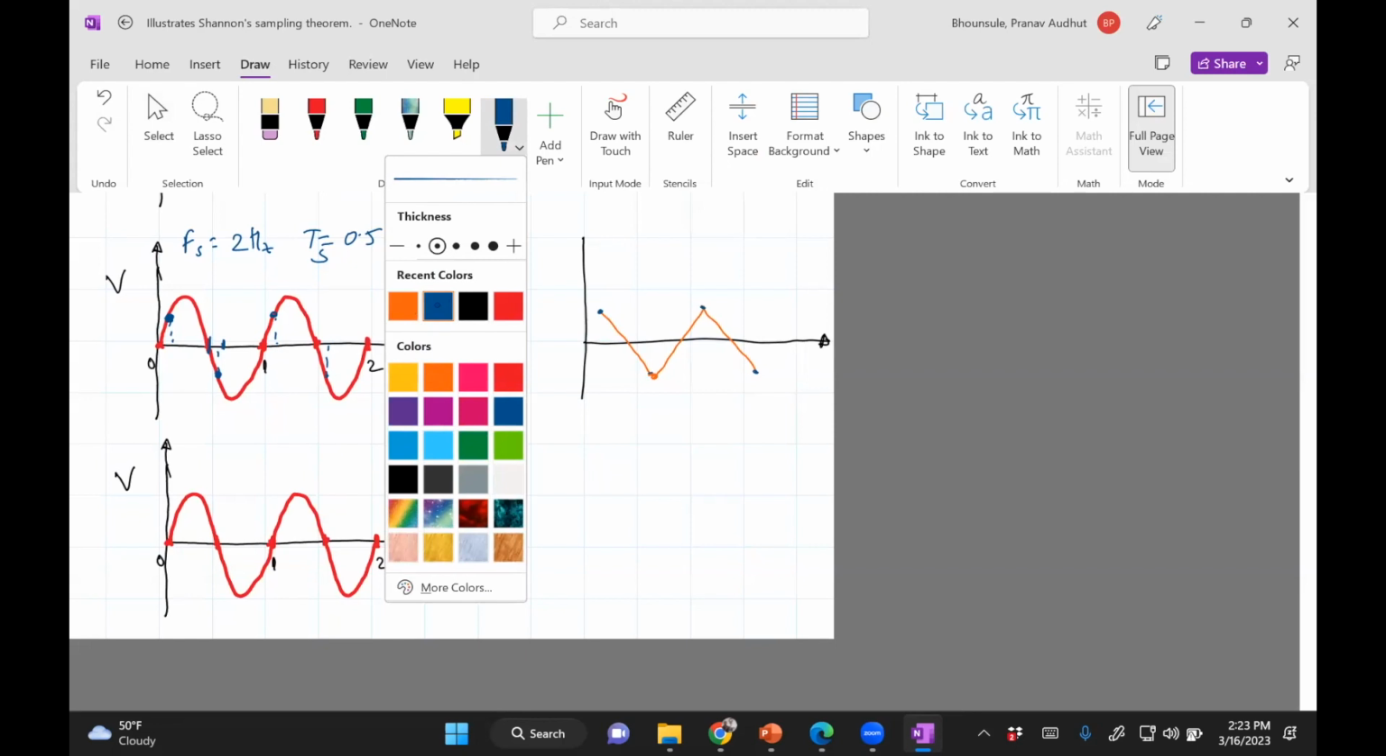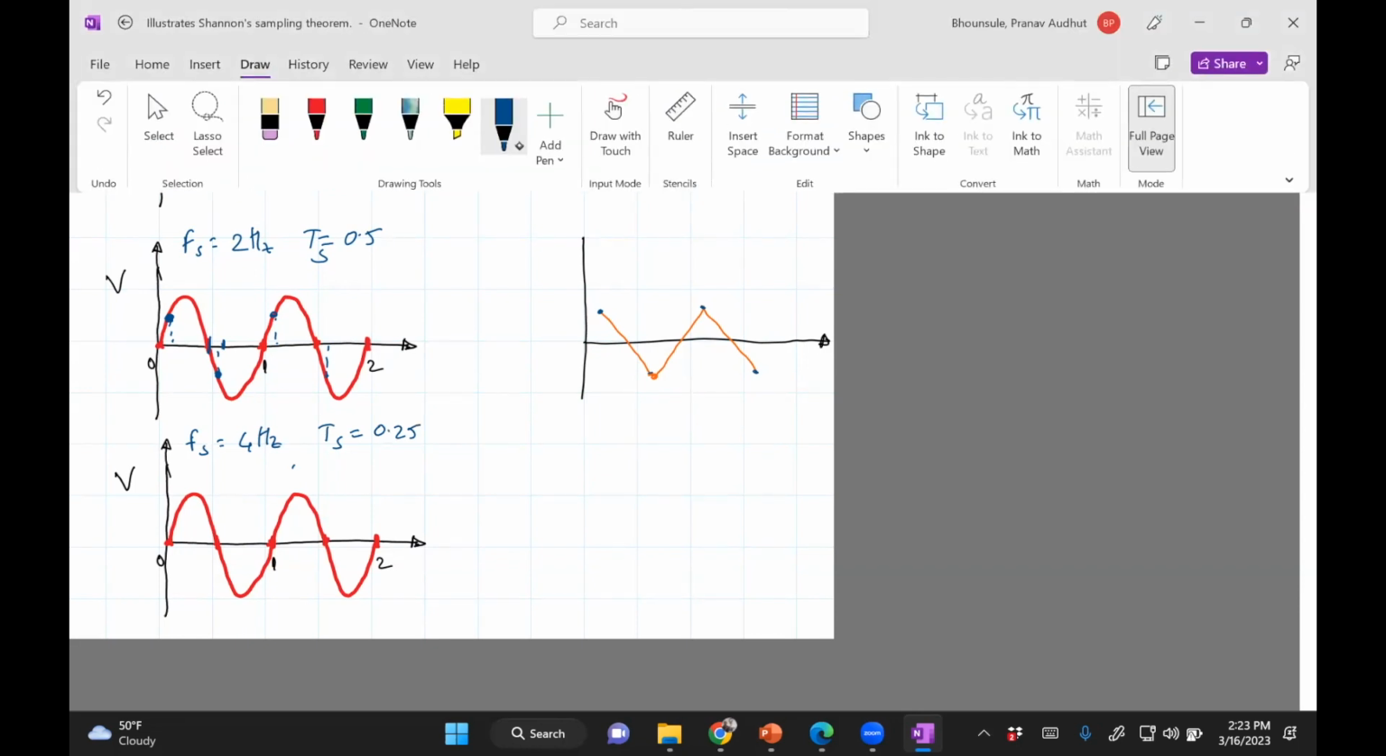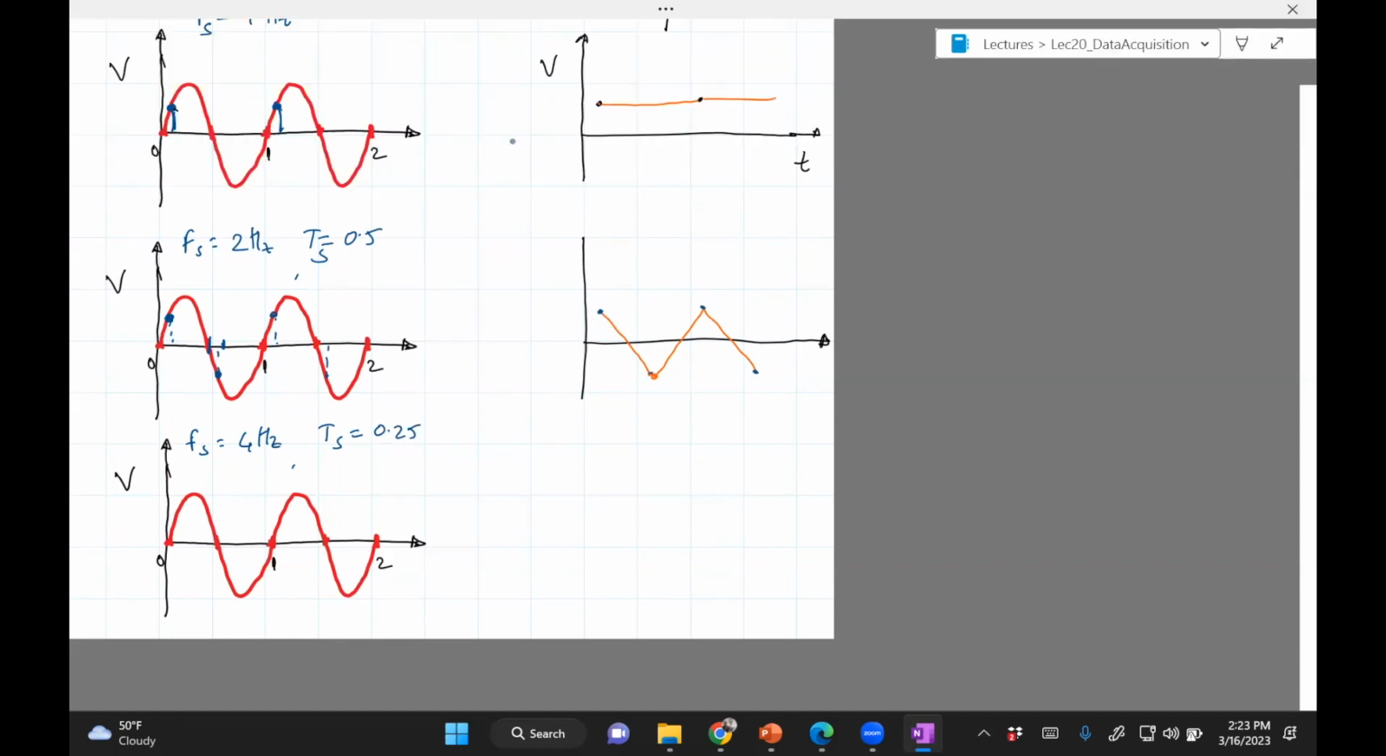Now let's do this at a slightly higher frequency, say 4 hertz, which means that Ts, which is 1 over Fs, is going to be 0.25, which means we'll get 4 samples for the first second, 4 samples for the next, and so on. So let's just assume that we get a sample here, here, here, 1, 2, 3, 4. So you can see that there are 4 samples. In this second, 0 to 1, we have 4 samples. And then we have 4 samples in the next second.